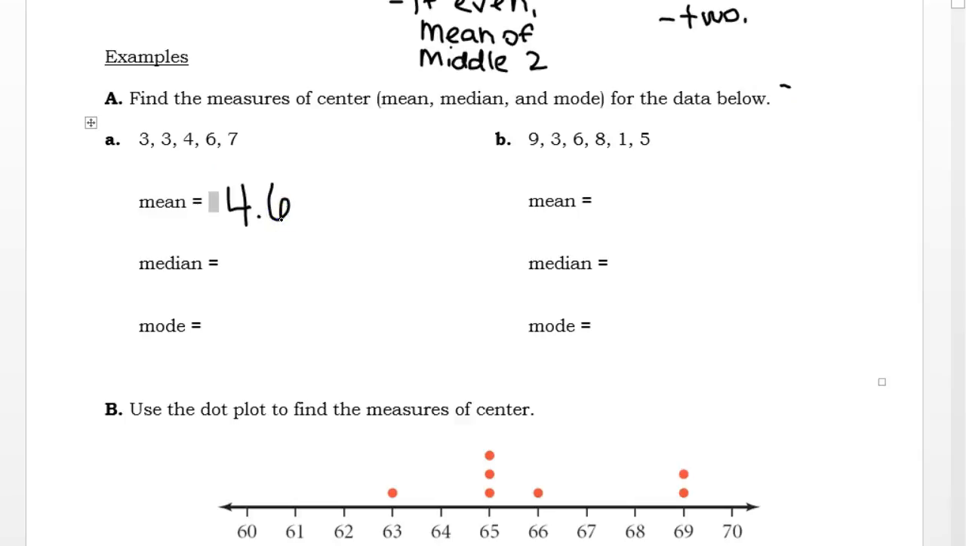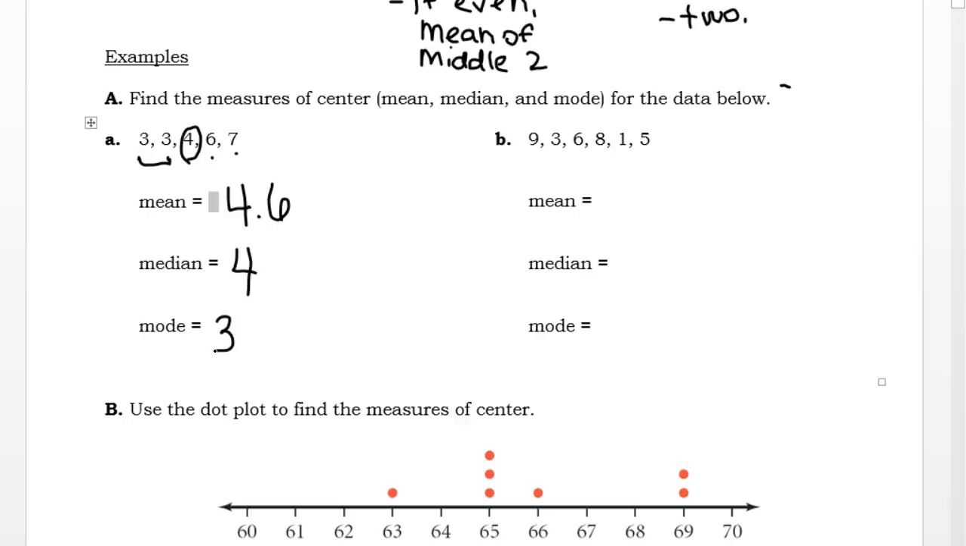The median would be the middle number. My numbers are already in order from smallest to largest, so I can match up numbers to see what's left in the middle. The mode is any number that repeats itself more than any other number. I have 2 3s and nothing else repeating, so my mode would be 3.